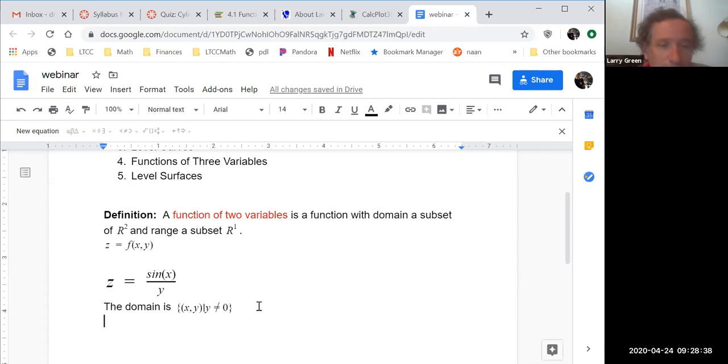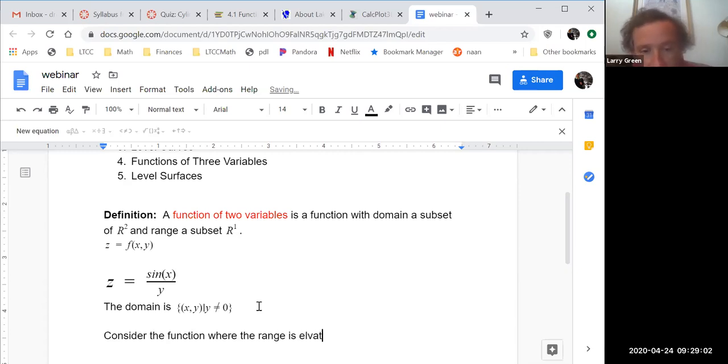I'm going to give you another example of a function of two variables that you've all dealt with before, but I probably deal with it more than most of you. And it's not because I teach math, by the way. Consider the function where the range is elevation and the domain is latitude, longitude.